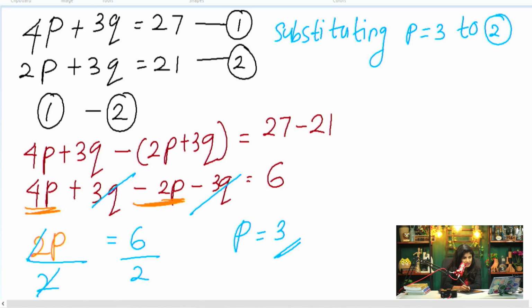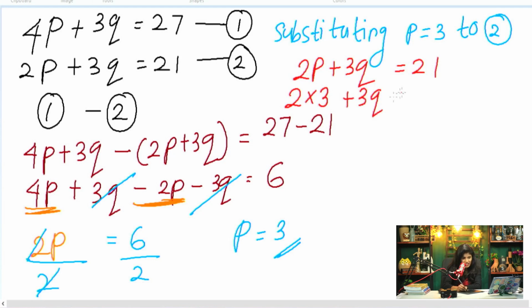I'm writing the equation again. 2p plus 3q equals 21. So p is 3, no? That means 2 multiplied by 3 plus 3q equals 21. So 2 times 3, what is the answer? Yes, 2 times 3 is 6, no? Now I will take that 6 to the other side. Only 3q is remaining, equals 21 subtract 6.